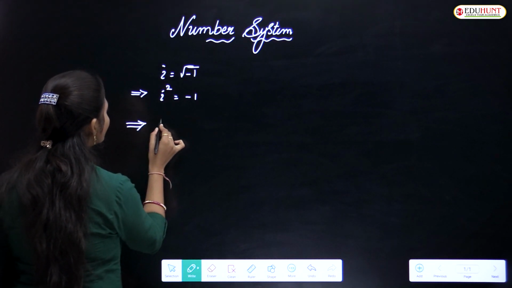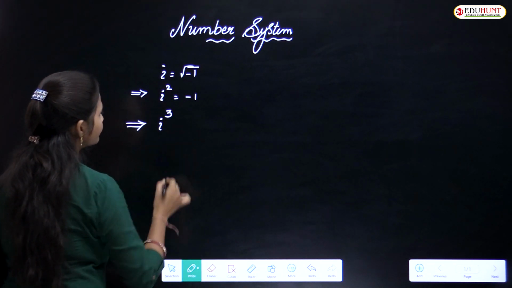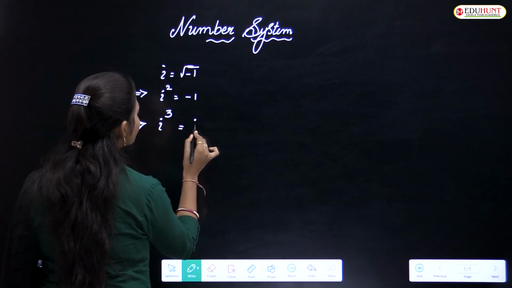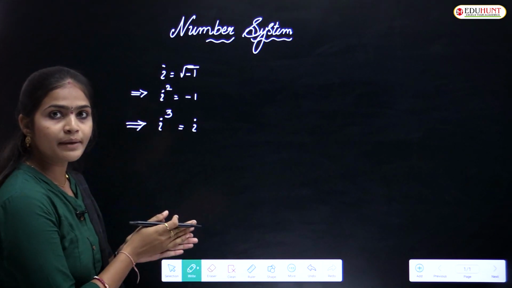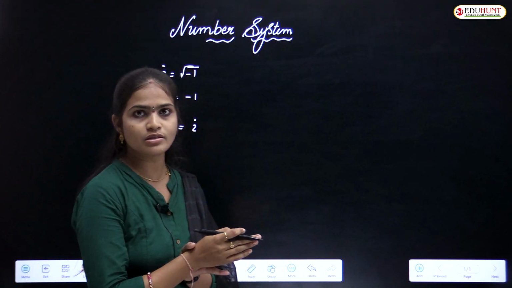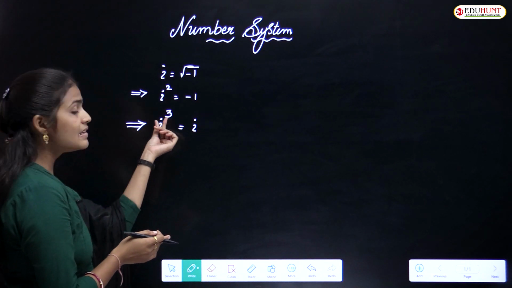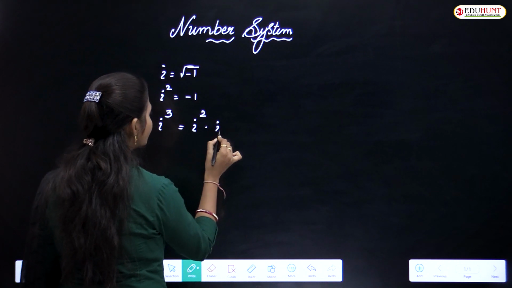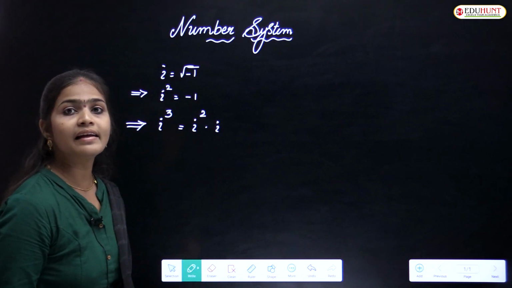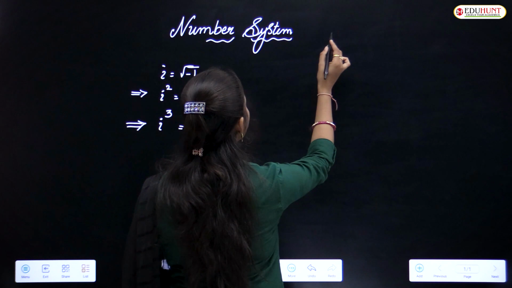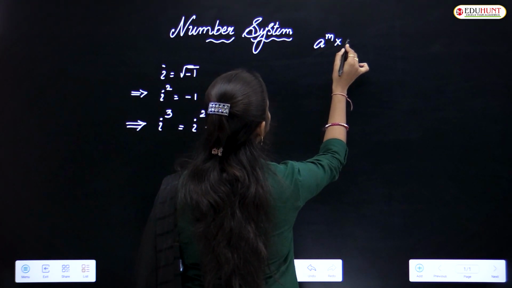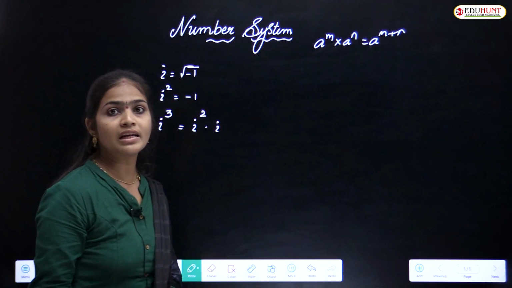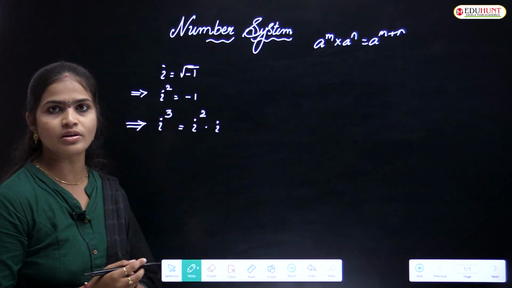Now I want to know the value of i cube. So how can I write i cube? Here I know the value of i power 1 and i square, those two values I know, no? So that's why this i cube we can express as i square into i. In exponents we can observe this law, that is a power m into a power n is equal to a power m plus n. We can observe that law of exponents in the exponents concept.